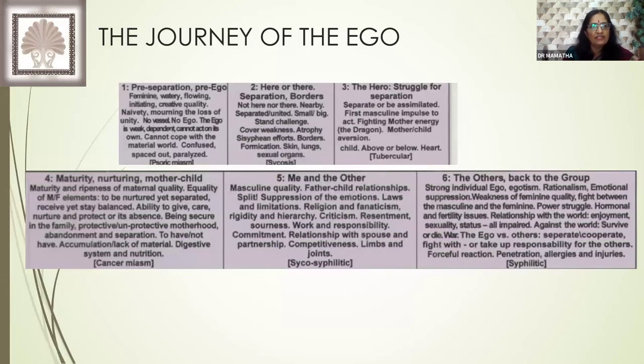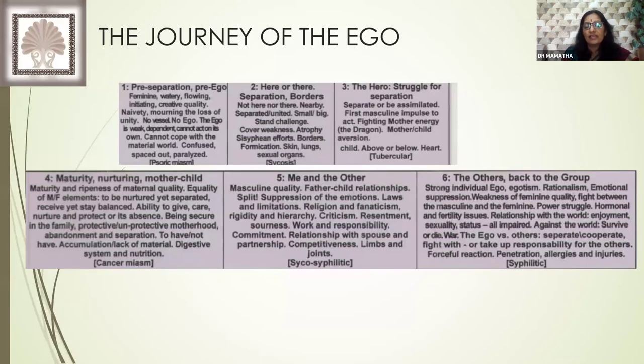Whereas the fifth column would be me and the society. Masculine quality here, going out. The father figure is very, very important in this fifth column, with father-child relationships. There is a split from the feminine, and a suppression of feminine elements like emotions. Laws, limitations, and rules become more important here. Religion, fanaticism, rigidity, and hierarchy become very predominant. Criticism, resentment, sourness, work and responsibility come up in this fifth column. You will see commitment, relationship with spouse and partner, competitiveness, and issues of limbs and joints come under this fifth column.